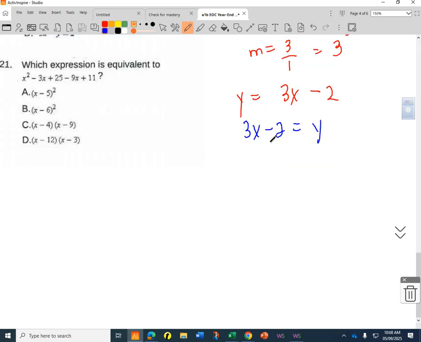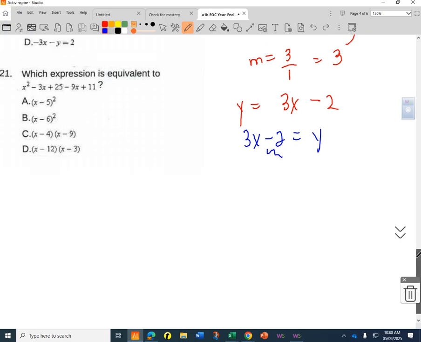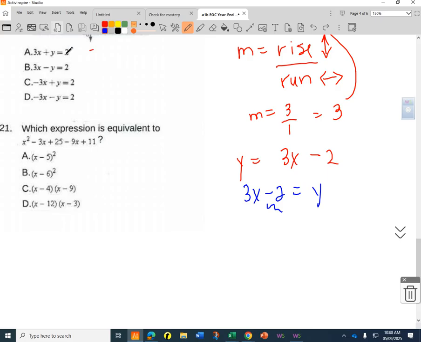What's in the wrong spot? Well, my constant is in the wrong spot. My constant needs to be on the right, and in all of these choices, the constant is on the right. So I'm going to add 2 to both sides.